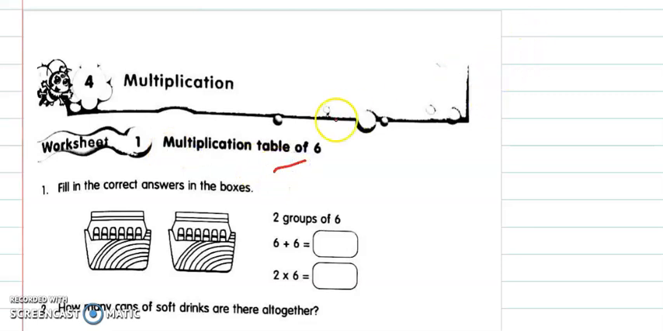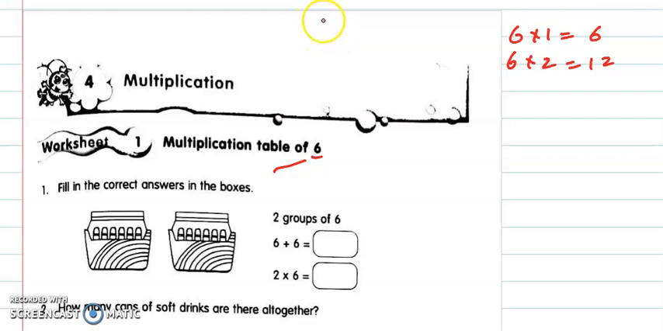If we say the multiplication of 6, it means we will make groups of 6. Each time we will get a group of 6. For example, if I say 6 times 1, it's 6. 6 times 2 is 12. What is the meaning of 6 times 2? It means we have two groups of 6.